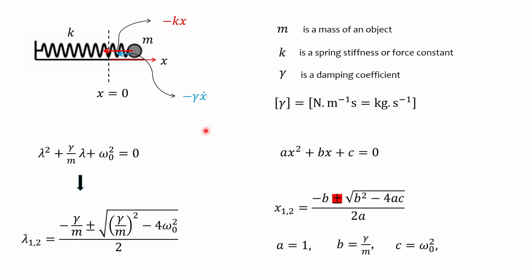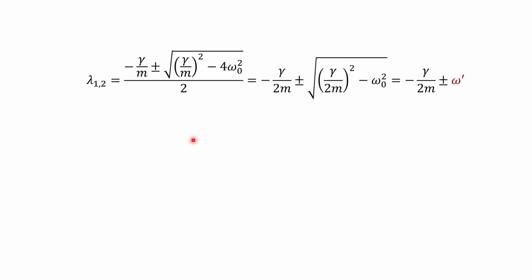Okay, now that we have found the roots, let's manipulate the expression a little bit to rewrite it in simple form. The expression under the square root will be denoted as omega prime. We choose the letter omega because this expression has the units of frequency again, and its physical meaning will be clear a little later. So we can rewrite the two lambdas as minus gamma over 2 times mass plus or minus omega prime.